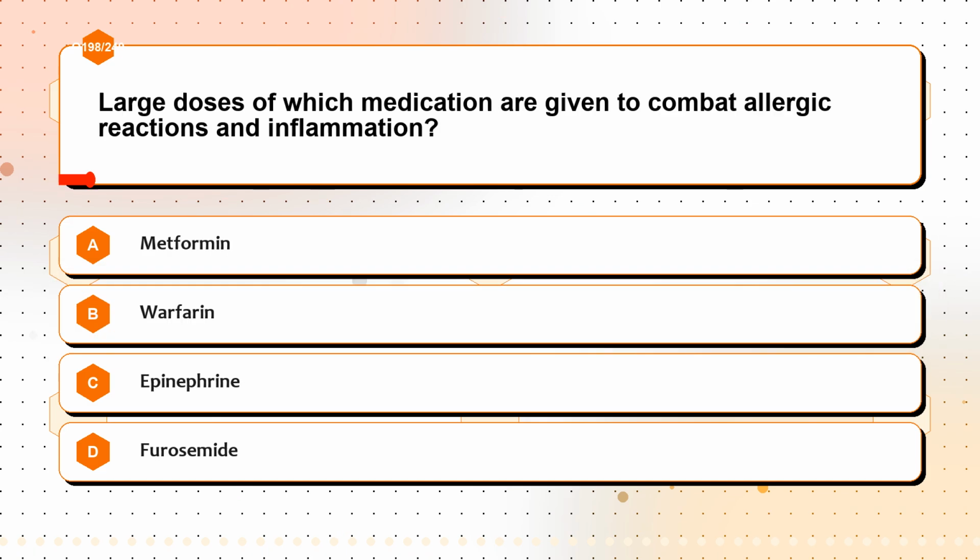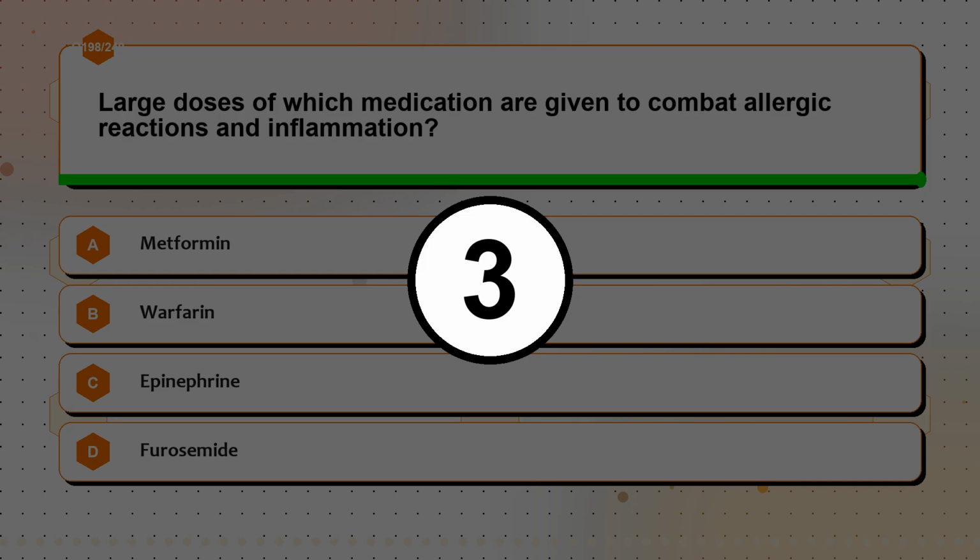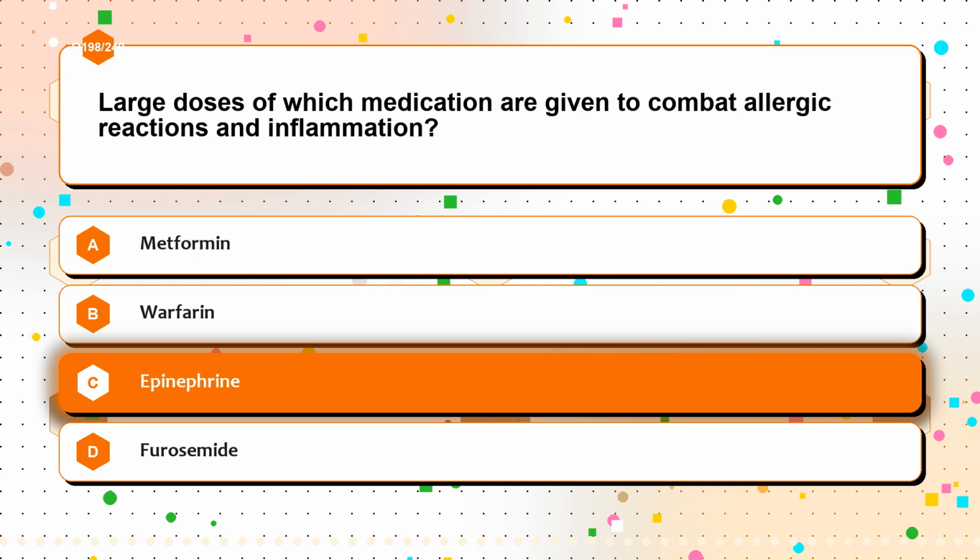Question 198. Large doses of which medication are given to combat allergic reactions and inflammation? Here are the options. Option A, metformin. Option B, warfarin. Option C, epinephrine. Option D, furosemide. The correct answer is option C, epinephrine.